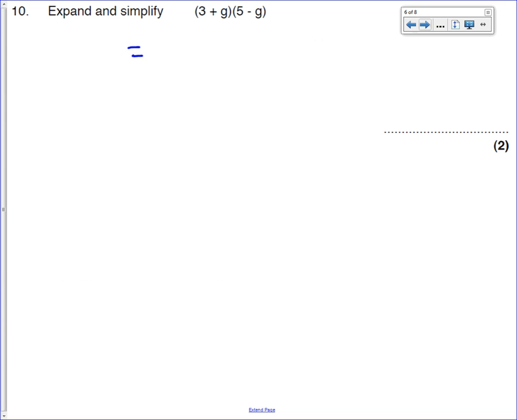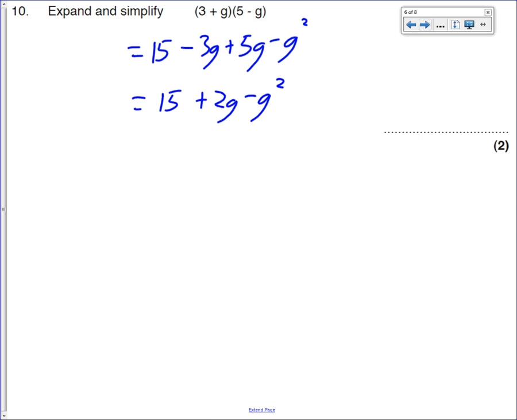Then do 3 times 5 first, 15, and 3 times minus g, minus 3g, then g times 5, 5g, and g times minus g, which is minus g squared. So that simplifies to 15, add 2g minus g squared.